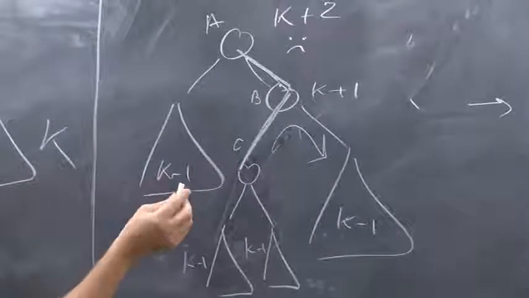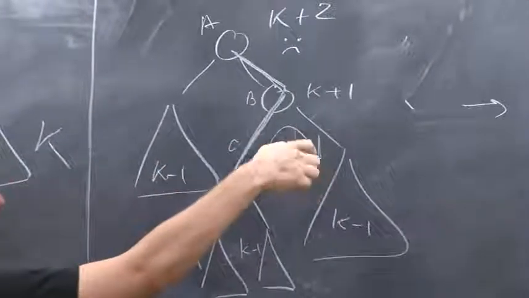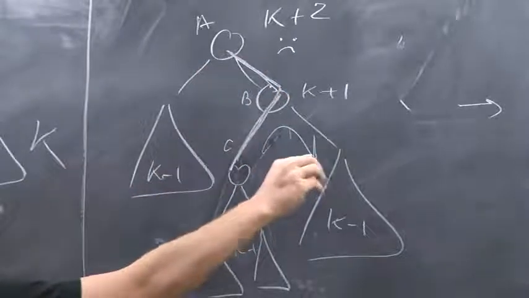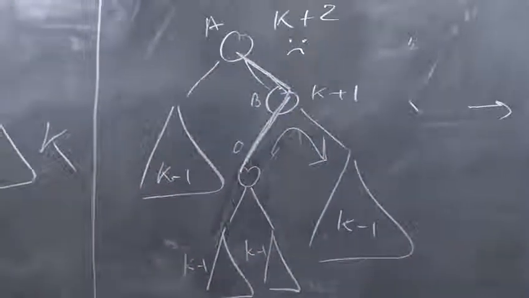So one rotation won't fix it. Instead, we do one rotation here so that we make the weight be distributed in a straight line, and then one rotation here, which makes everything look good.